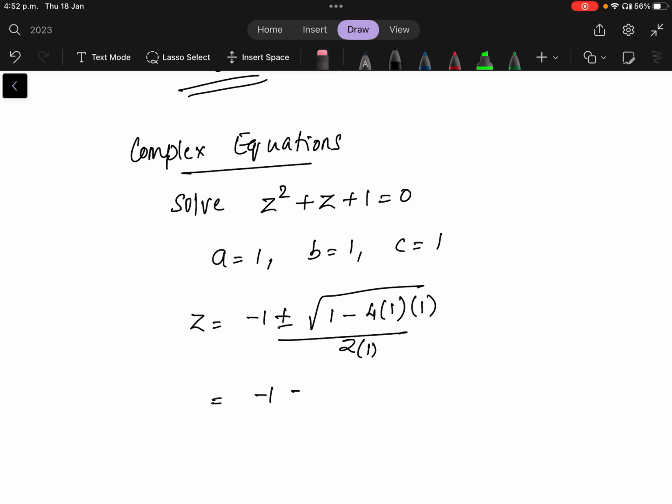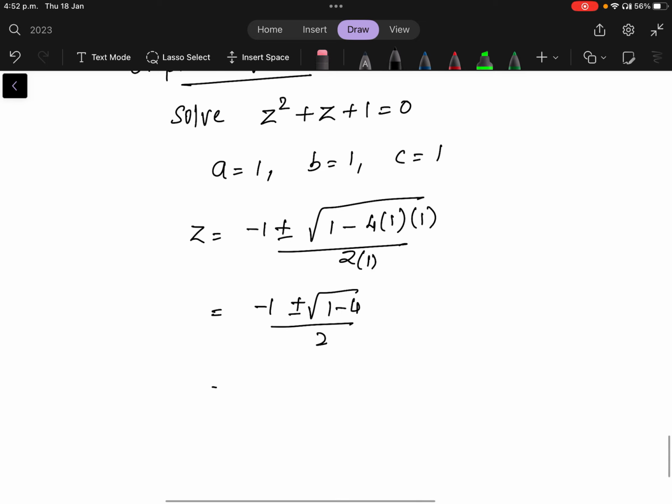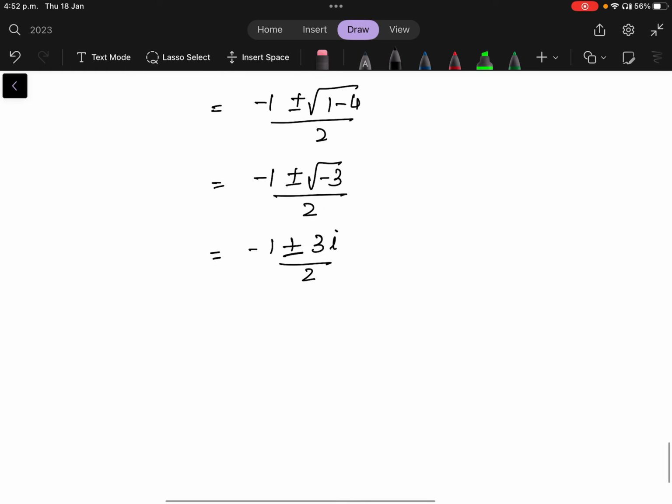Okay, then that is equal to minus 1 plus or minus root of 1 minus 4 over 2. That is equal to minus 1 plus or minus root of minus 3 over 2, and we know that root of minus 3 is equal to 3i, so minus 1 plus or minus 3i over 2. So the roots here are minus 1 plus 3i over 2 or minus 1 minus 3i over 2. So these are two roots, and one will be the conjugate of the other.